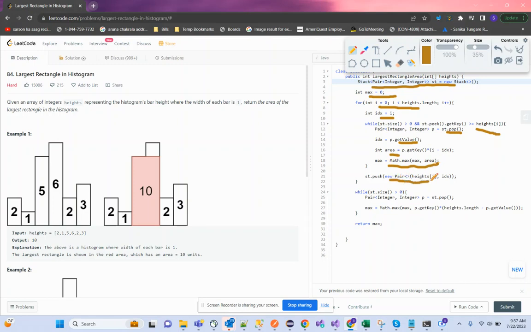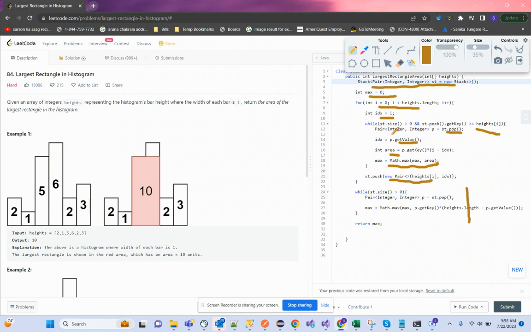Again, the same steps are repeated. We are pushing the next height and doing the same steps which we did in the upper problem. The main part is over here, where we check whether the stack dot peek has a greater height or not. If it's greater, then we are popping its height as well as its width, and then calculating the area. Here we are taking the width backwards as well, because we can go back to calculate our width, and then we are calculating the max area and updating the max area.